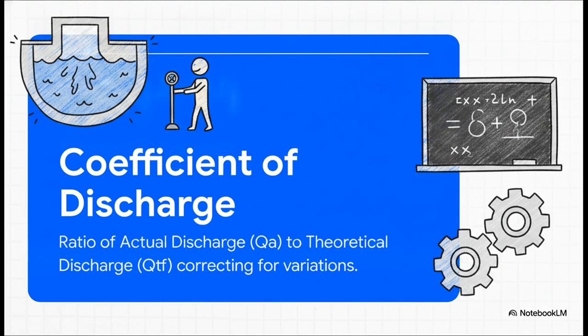Of course, math on a chalkboard is absolutely perfect, but water flowing in a real flume is messy. You've got friction, turbulence, minor imperfections in the material itself. So we bring in the coefficient of discharge, or CD. This is simply the ratio of the actual discharge, QA, which you physically measure with a meter, divided by the theoretical discharge, QTF, which you just calculated.